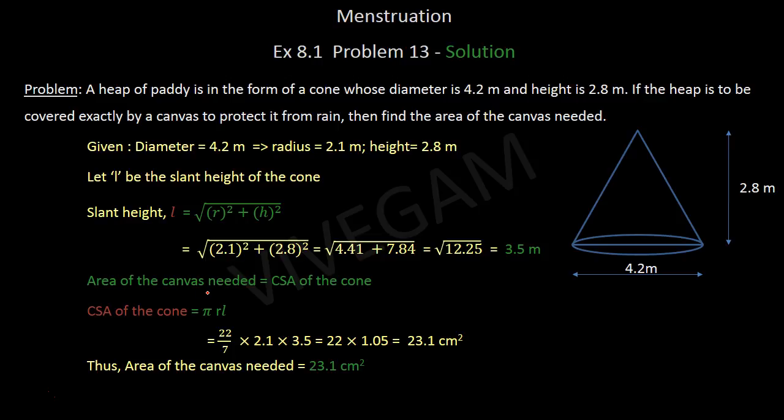Now area of the canvas needed is the CSA of the cone. So write the formula for the CSA of the cone. CSA of the cone is pi RL, that is 22/7 into radius 2.1. Slant height we have calculated here as 3.5 meters. Substitute that here. So 7 will go into 2.1, 0.3 times 3.5 is 1.05. So 22 into 1.05 gives us 23.1 square meters. So area of the canvas needed is 23.1 meter square.